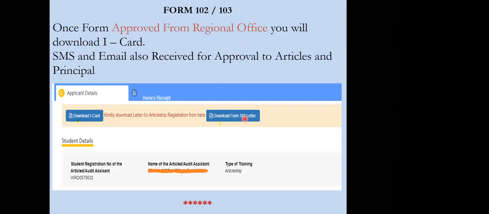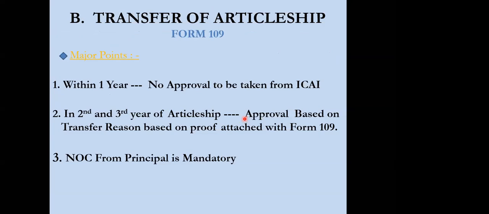Now, once the articleship has been registered from your account, some students have to take a transfer of their articleship. So the second form is related to the transfer of articleship. There are two options available. First, the transfer is taken within 1 year; second, the student has to take a transfer in the second or third year.